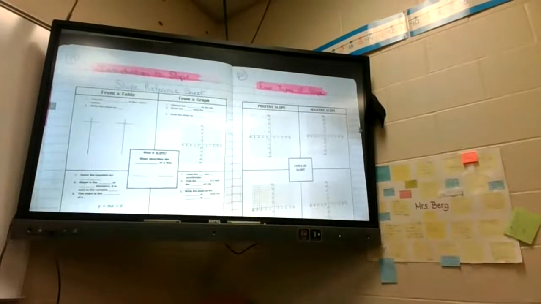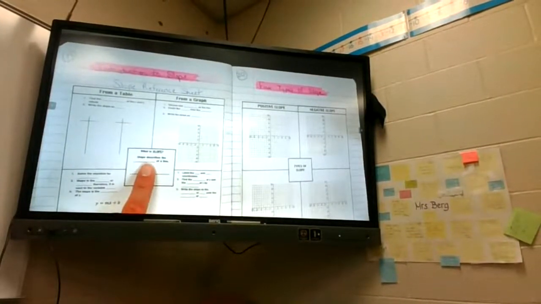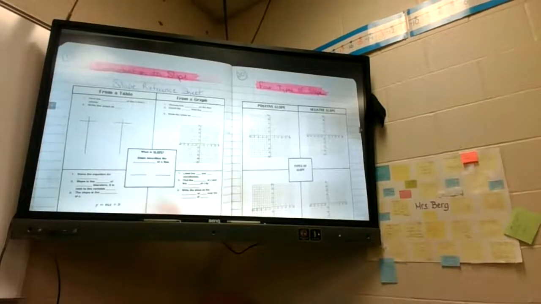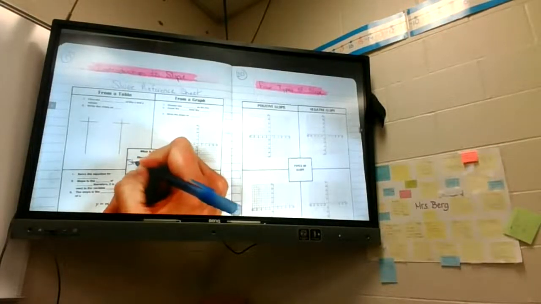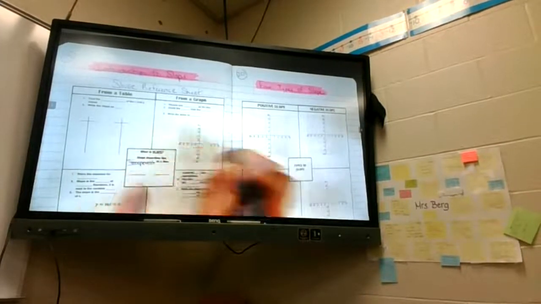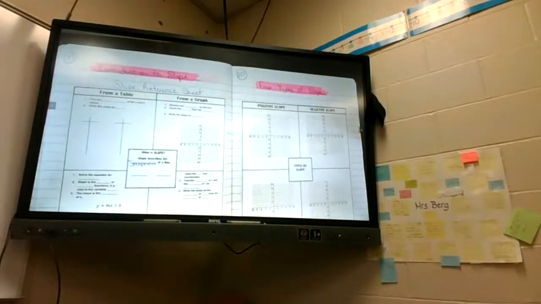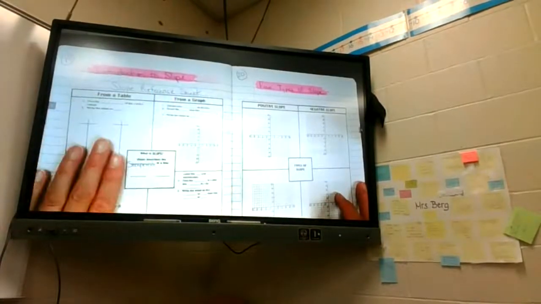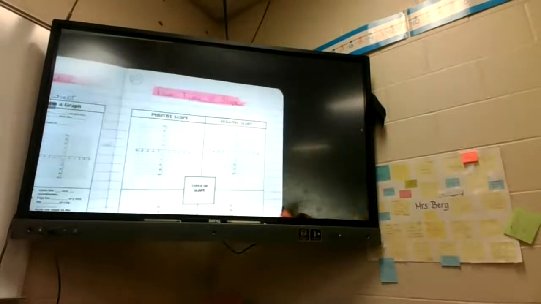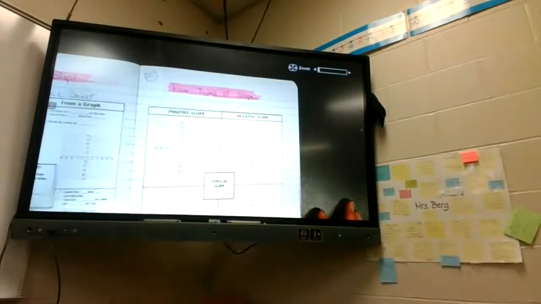So what is slope? Let's come over here to the left-hand side. In the middle box where it says slope describes the steepness of a line. The steepness. So how steep a line is. Steepness means the steeper a line gets, the closer to straight up and down it gets, right? The less steep a line gets, the flatter it gets. Does that make sense? Okay. We're going to come back to this later. We're going to focus today on what are the 4 types of slope.